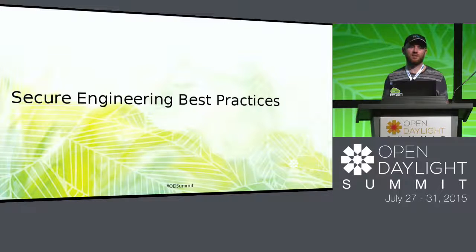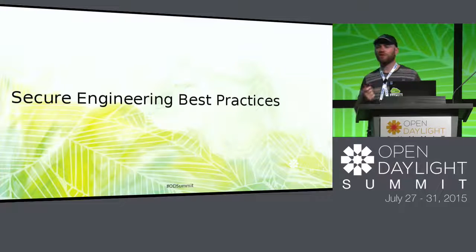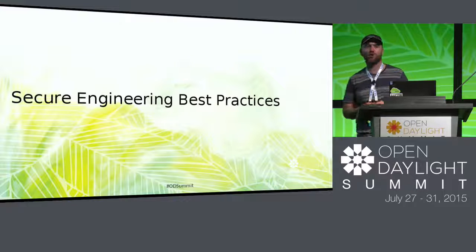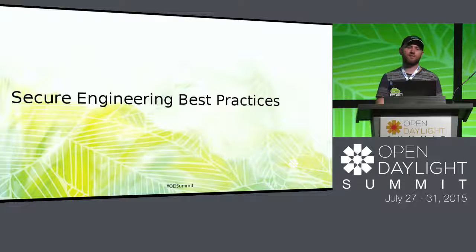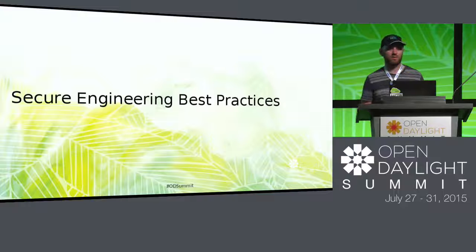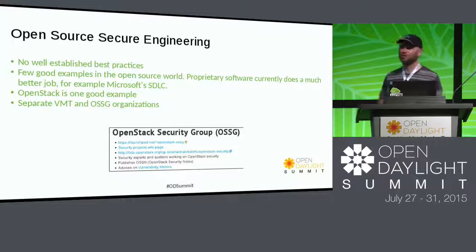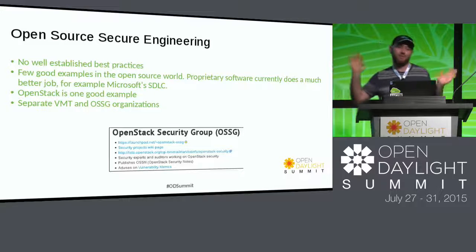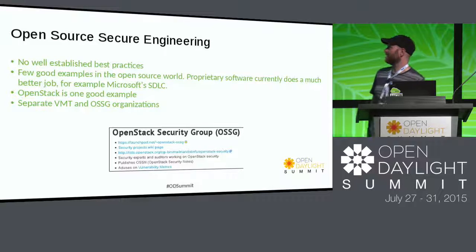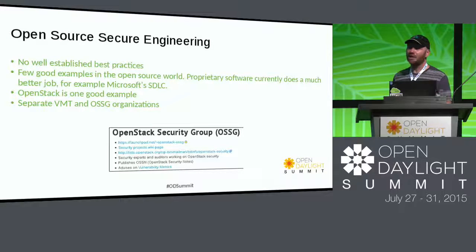But what about proactive efforts? What about actually proactively trying to improve the quality of the code, trying to reduce the possibility that vulnerabilities will be introduced in the first place? And it turns out that open source projects don't do a really good job of this. And I'm an open source zealot, but I'm just being honest. They suck at it.